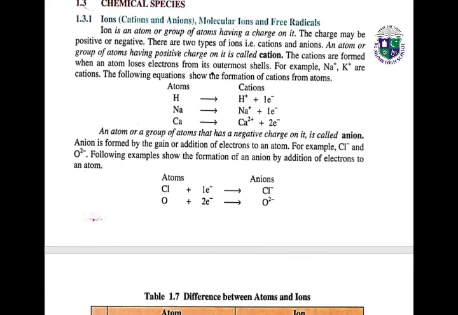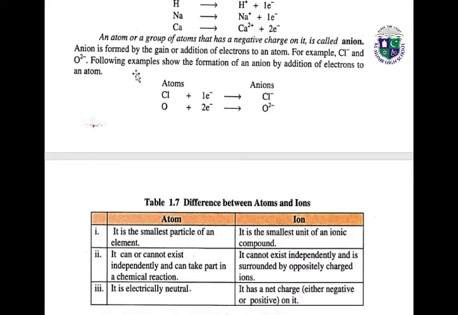On the other hand, what are the anions? An atom or a group of atoms that has negative charge on it is called anion. Anion is formed by gain or addition of electrons by an atom. Whenever an atom gains an electron from another atom, it will become an anion and it will show the negative sign, Cl minus and O2 minus. Following examples show the formation of an anion.